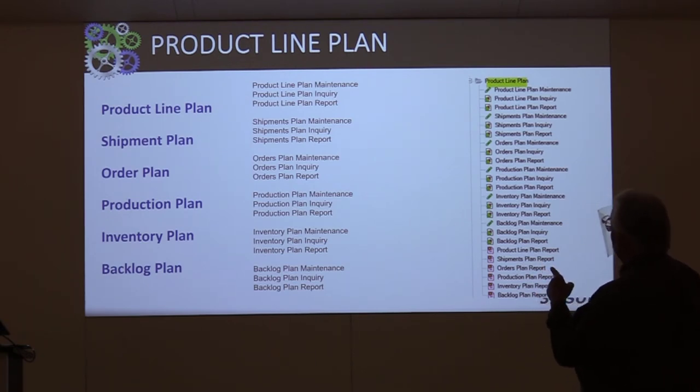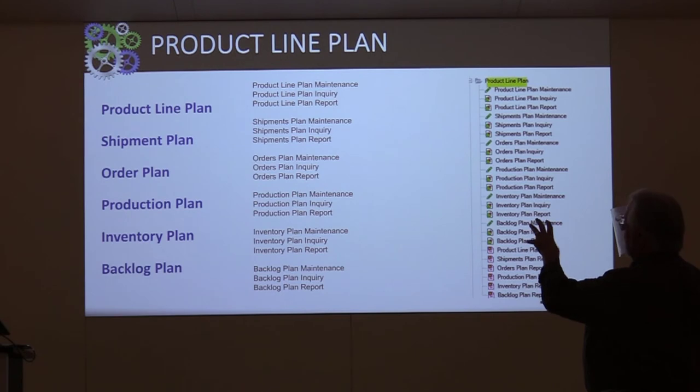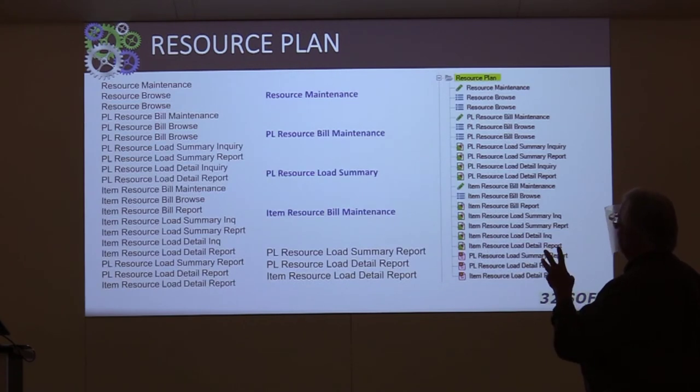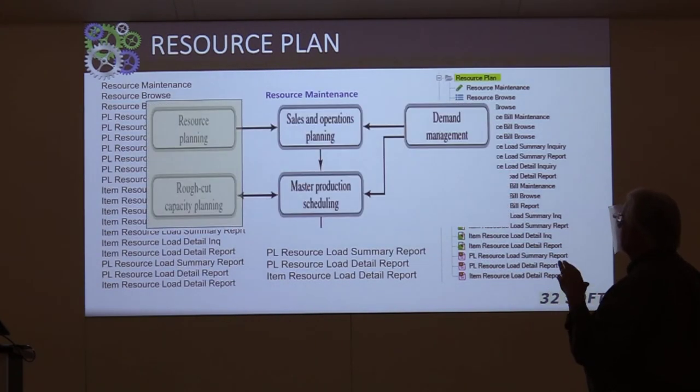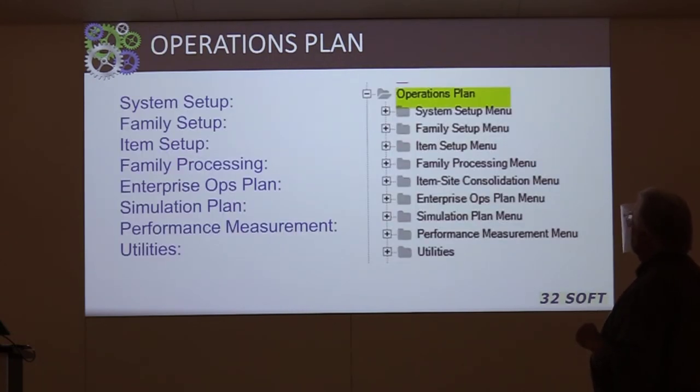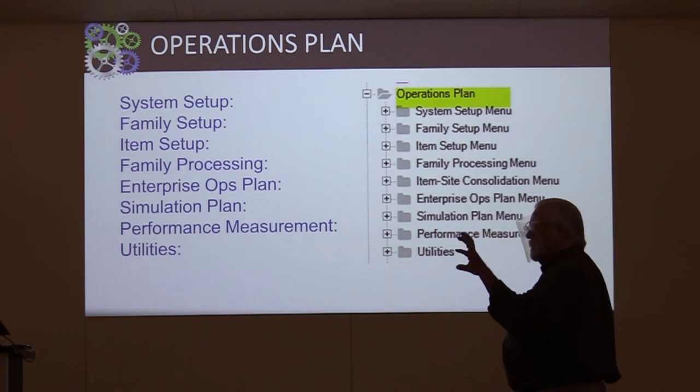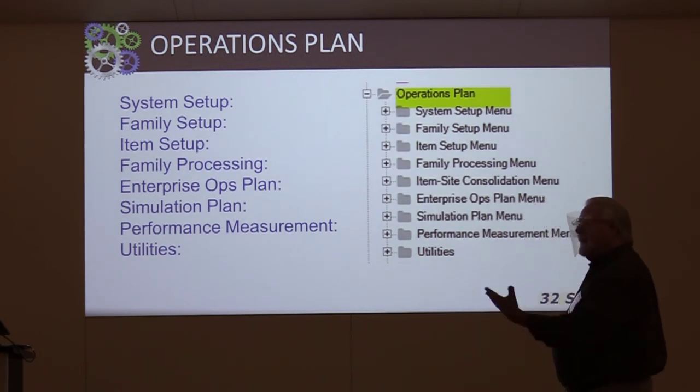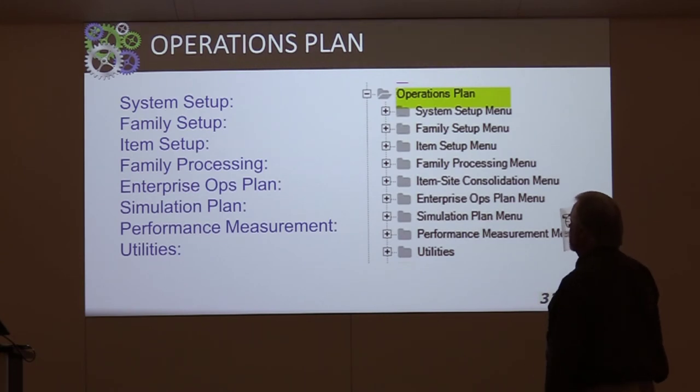This is the production plan menus. This is where you're going to create your production line, shipments, orders, inventory, backlog. You've got your resource planning. This is basically the APICS rough-cut capacity planning and RRP, resource requirements planning tool that's embedded into QAD. And then you've got operations planning: system setup, family setup, items, family processing, the enterprise operations plan, we'll spend some time there, and then simulation plans and performance measurements. So all the tools that Gardner talks about and Alan Dunn talks about are embedded in the QAD menus, which you already have in your possession.